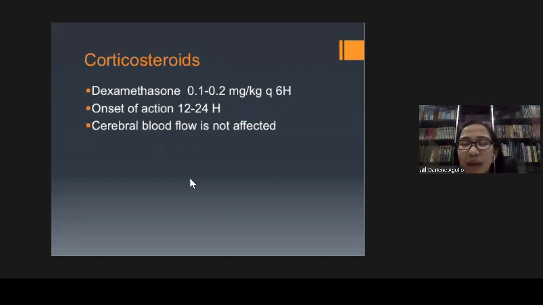I mentioned earlier hyperventilation, where you maintain PCO2 at 25 to 30, while the normal is 25 to 35. That has the fastest effect. So you just bag the patient, quickly, and blow off the CO2, so the intracranial pressure will decrease. That is the fastest. Next would be mannitol and hypertonic saline. The slowest to take effect is corticosteroid. So it's really not for emergencies. It takes 12 to 24 hours before it takes effect.